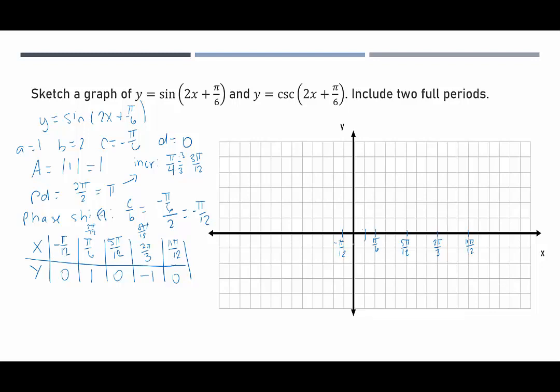Okay, so we can go ahead and sketch a graph of this. So we have negative pi over 12, 0. Then the next one, pi over 6, we're going up to 1. At 5 pi over 12, we're going back to 0. At 2 pi over 3, we're going down to negative 1. And then we're going back to 0.